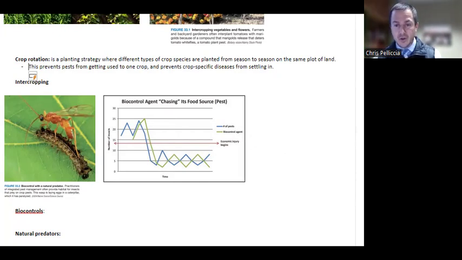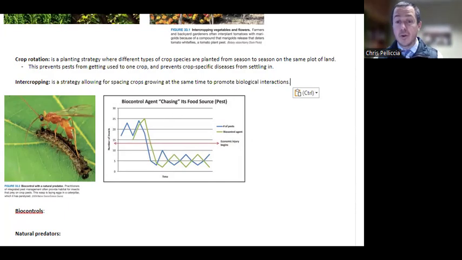You also have the idea of intercropping. Intercropping is a strategy allowing for spacing crops growing at the same time to promote biological interactions. Maybe you've got crops that are mutually beneficial for one another, and by planting them near each other, you encourage growth.